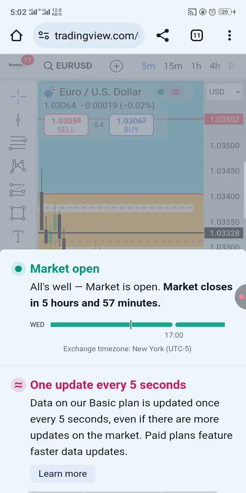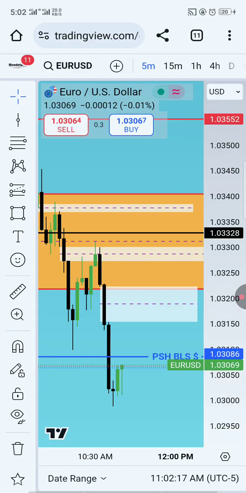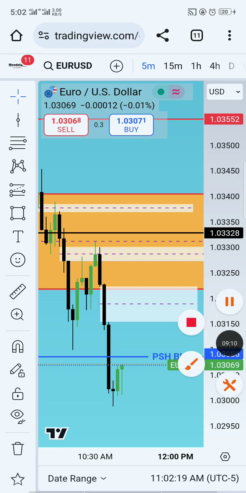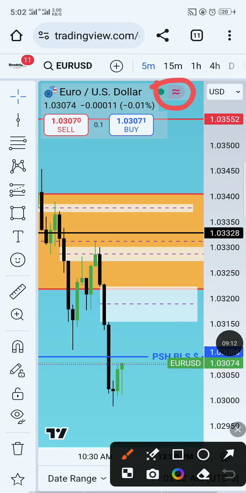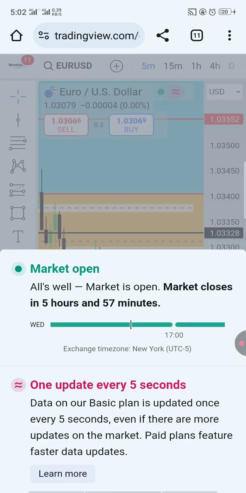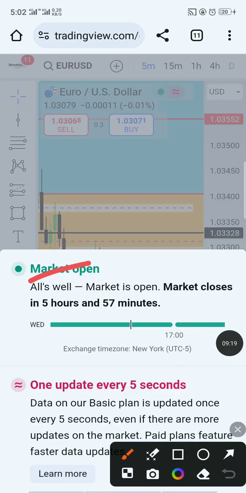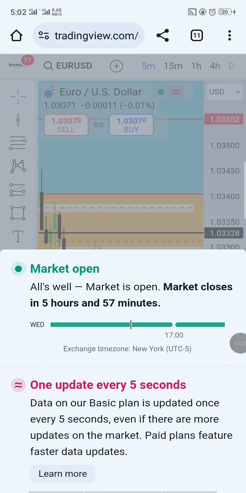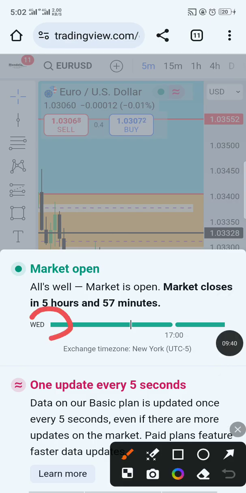You can see this place. When you click this place, you will see that they will show you if it is a market replay or market open. See what they wrote. I am reading it out for you so that you know that this is a live thing that I'm doing. They said all is well, market is open. Market closes in 5 hours and 57 minutes. Today's date is Wednesday, right? You can see they put it there, Wednesday.